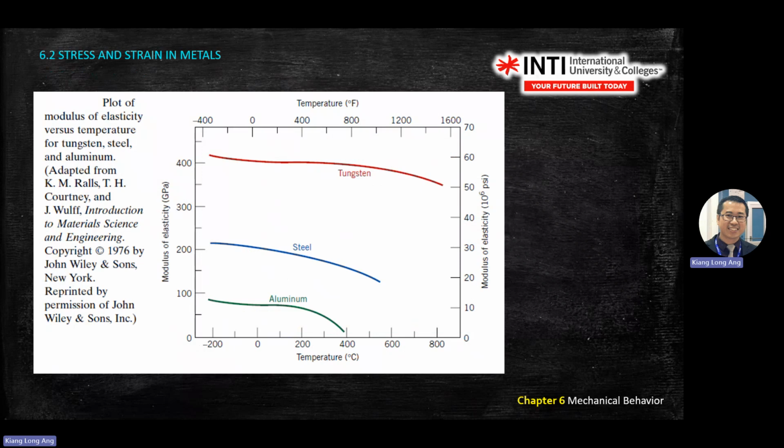Then this is another behavior. When you do the experiment, you will see temperature and the modulus E, capital E, then temperature in Celsius and Fahrenheit. This one on the top and the right is the imperial unit.